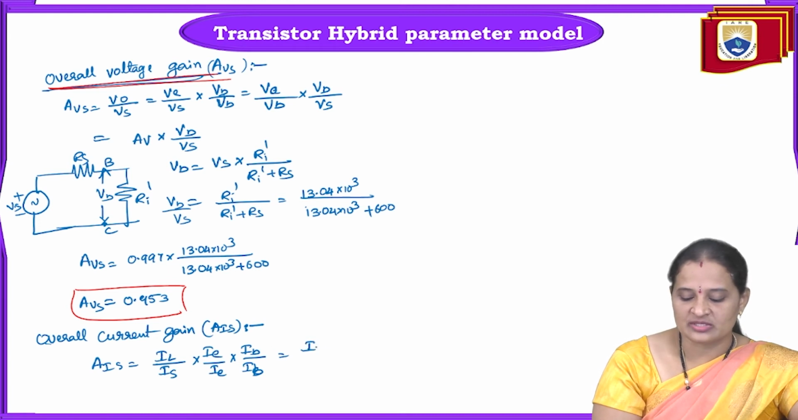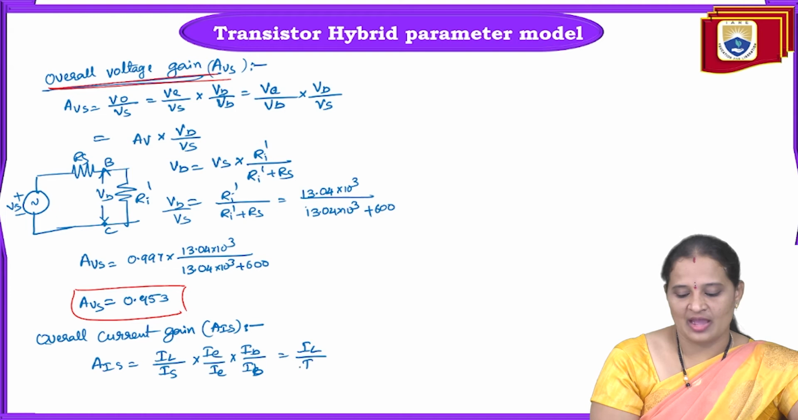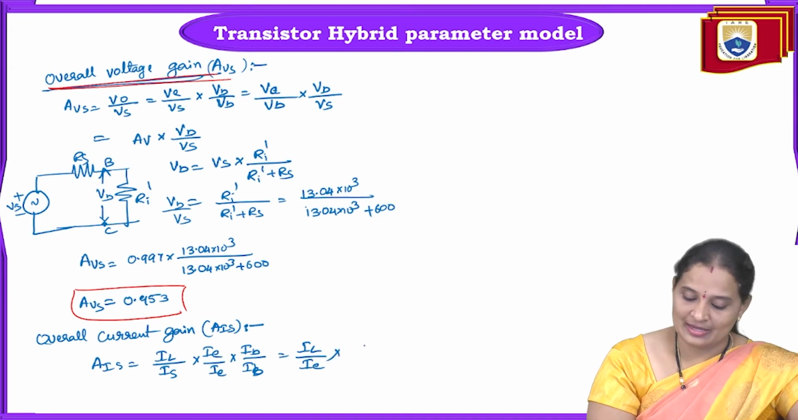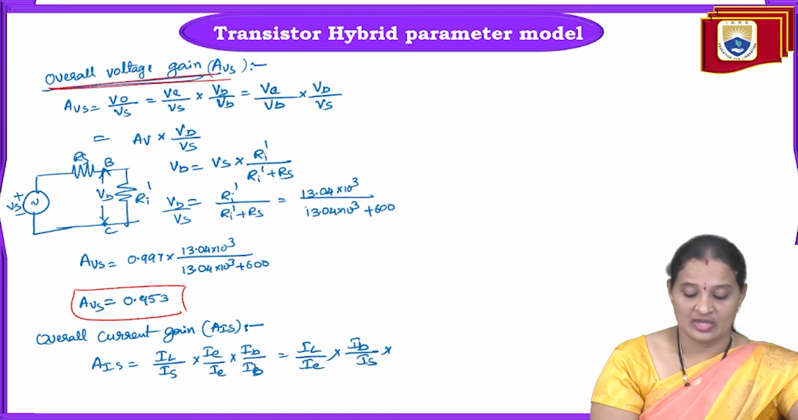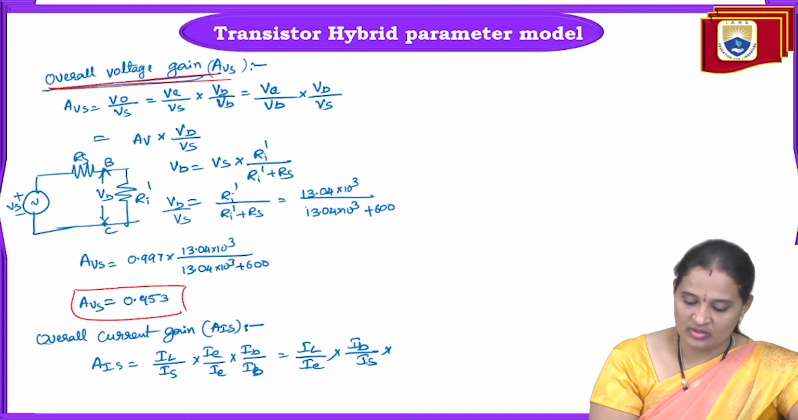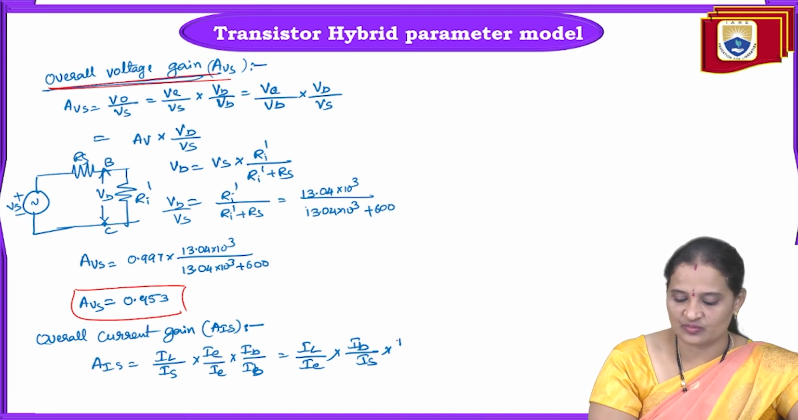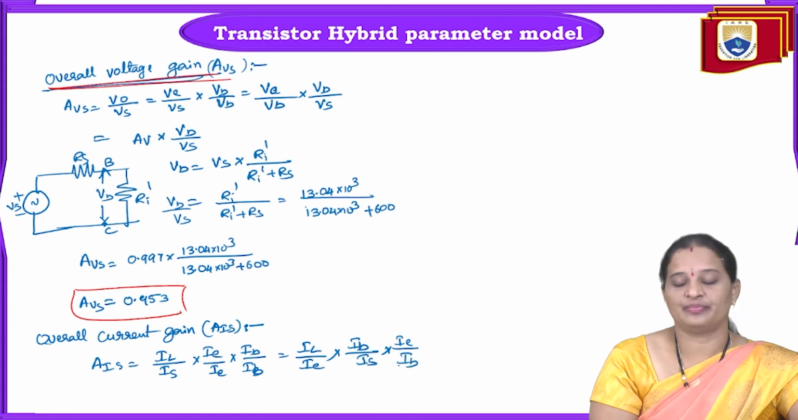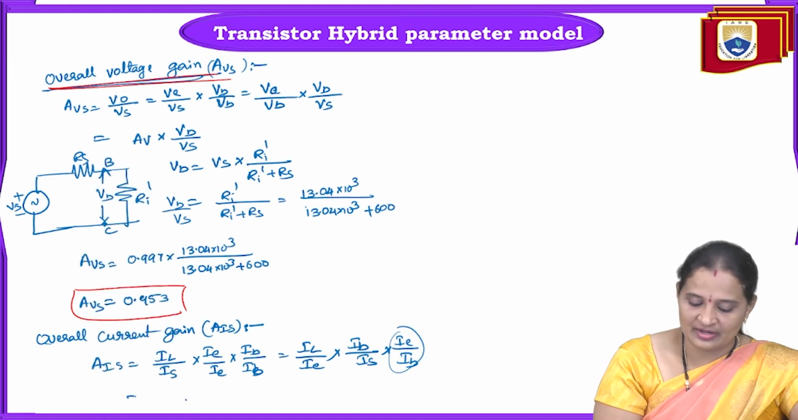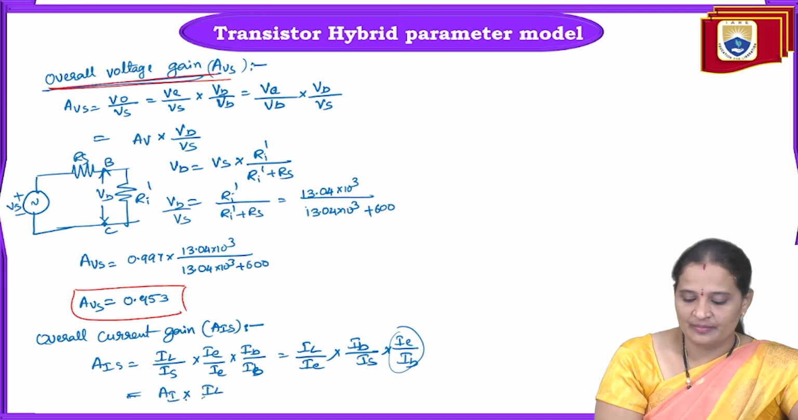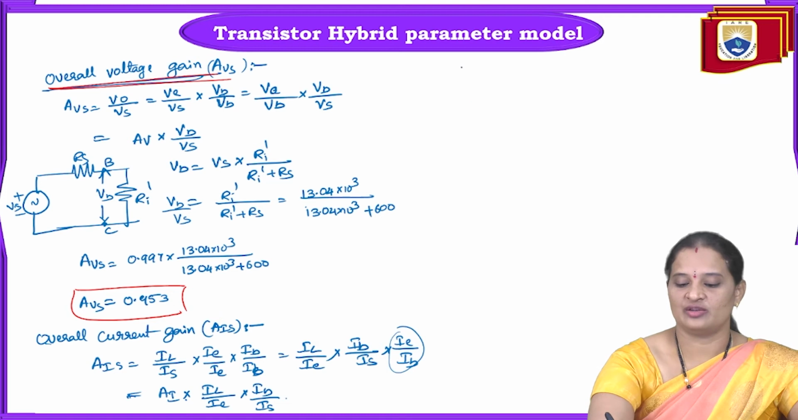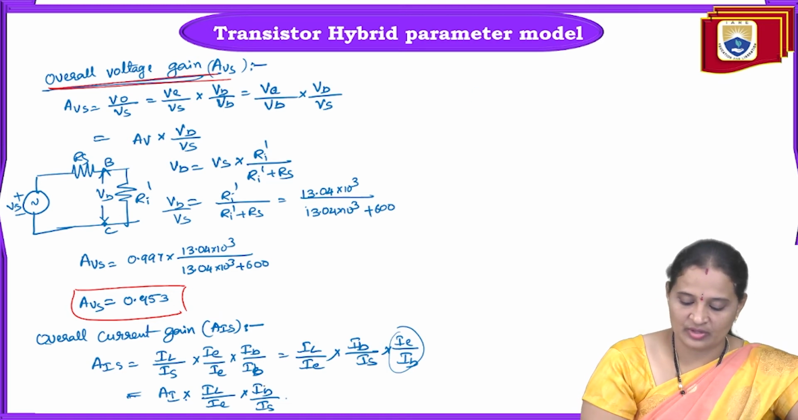How am I rearranging the terms? That is, IL divided by IE into IB divided by IS into the next one, IE divided by IB, where IE divided by IB is nothing but current gain. So I can write it as current gain AI into IL by IE into IB by IS. Now I want to calculate these values.